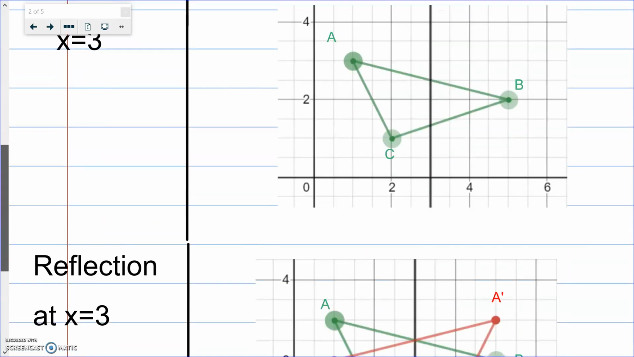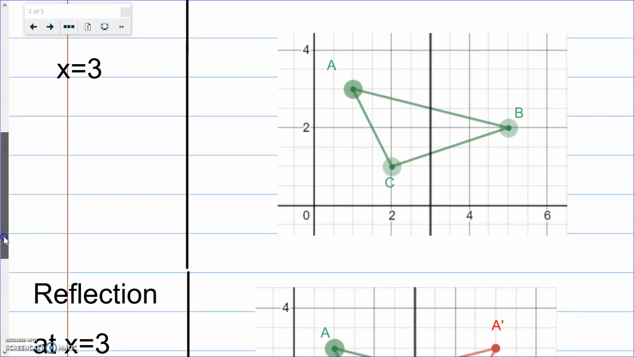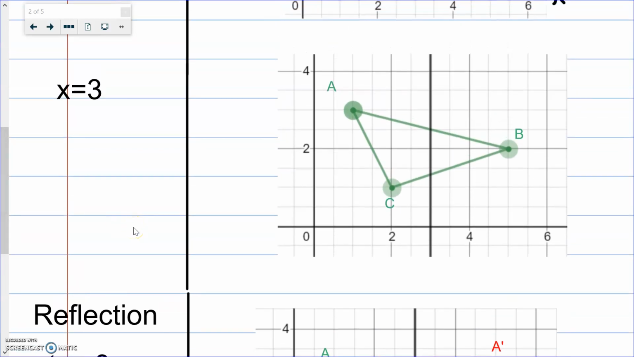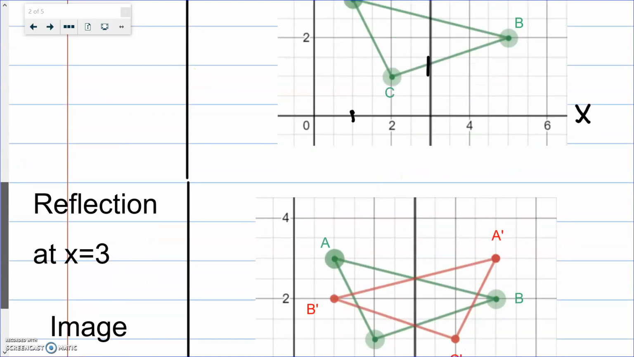And now we need to find x equals 3. This is our x-axis. Here's 1, here's 2, and here's 3. We draw a line straight up and down, and that's what we're going to be reflecting across. We want to pay attention to how far each point of our pre-image is away from the line, and we're just going to be putting it on the opposite side of our line of reflection.